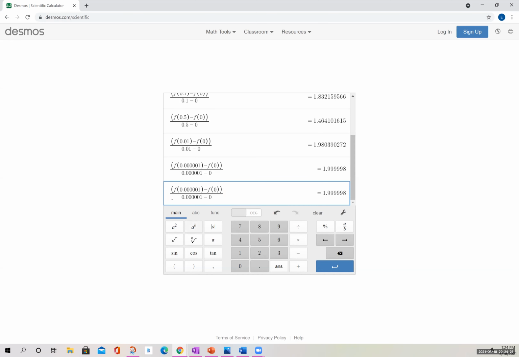So if I go in here instead, let's put in a negative. And so notice that that's 2.00002. That's close to 2. So as I get closer and closer to 0 on the left and the right, it looks like this is approaching the value of the slope of 2.